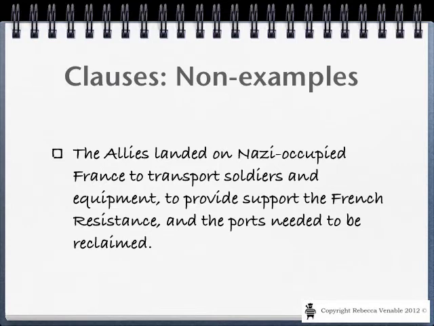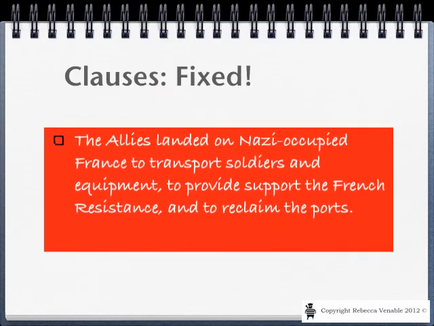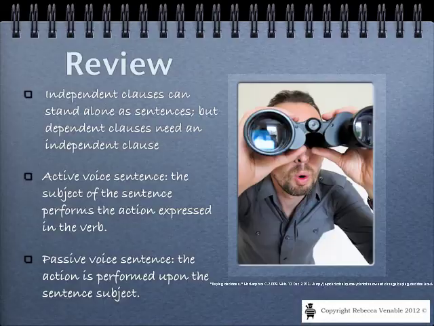The Allies landed on Nazi-occupied France to transport soldiers and equipment to provide support for the French resistance, and the ports needed to be reclaimed. So we have, again, active and passive voice. And to change that, we've already talked about infinitive verbs, so let's go ahead and change it that way. The Allies landed on Nazi-occupied France to transport soldiers and equipment to provide support for the French resistance and to reclaim the ports. I love my little typo.